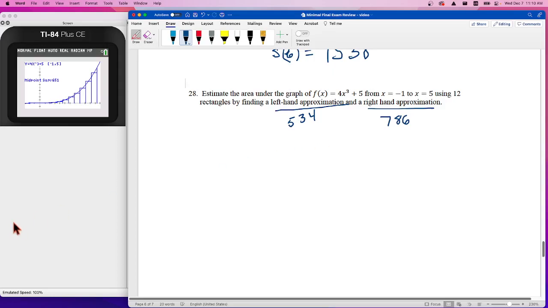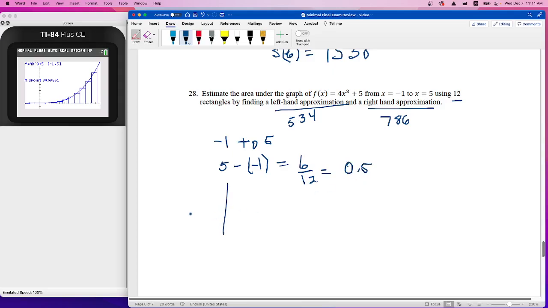If you don't have the Riemann sums, how would you go about doing this? Well, you've got to do 12 rectangles, but it's okay. We're going from -1 to 5. So notice that's a length of 6, right? What you do is you take the larger side minus the smaller one. That's a difference of 6. Take 6 divided by 12. And what that gives us is that each interval should have a base of 0.5.